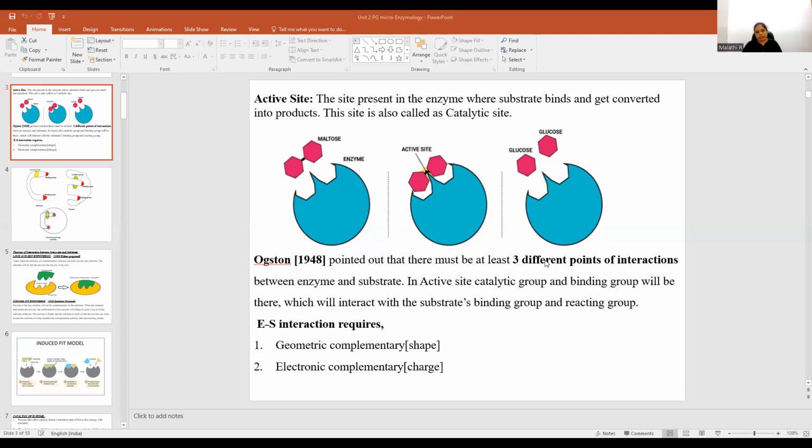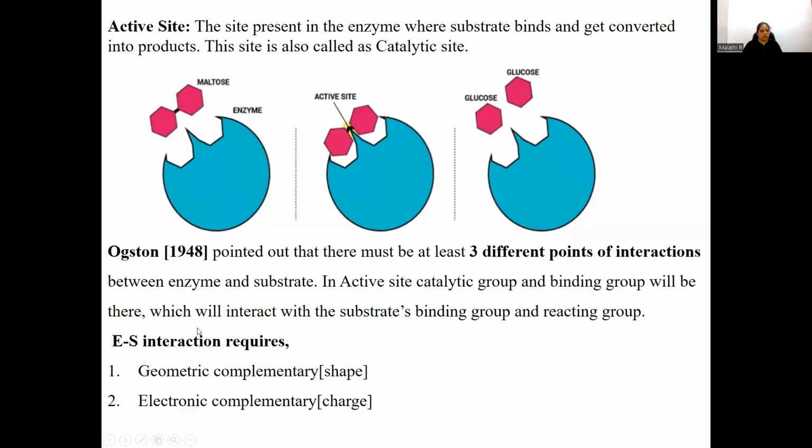According to Ogston, at least 3 minimal points of interaction are required for enzyme and substrate catalysis. The 3 points of interaction are governed by two requirements. One is geometric complementarity, the other is electronic complementarity. Geometric complementarity includes the shape in which the enzyme and substrate complement each other, and electronic complementarity deals with the charge complementarity between the enzyme and the substrate.